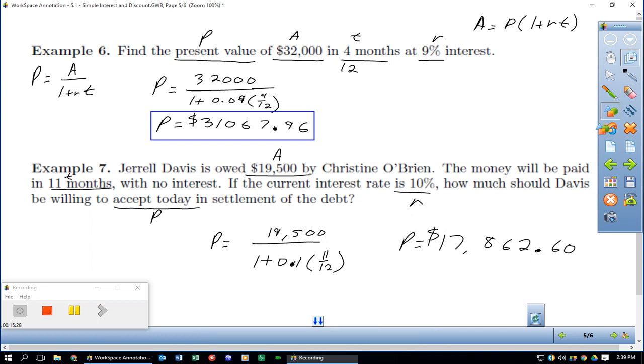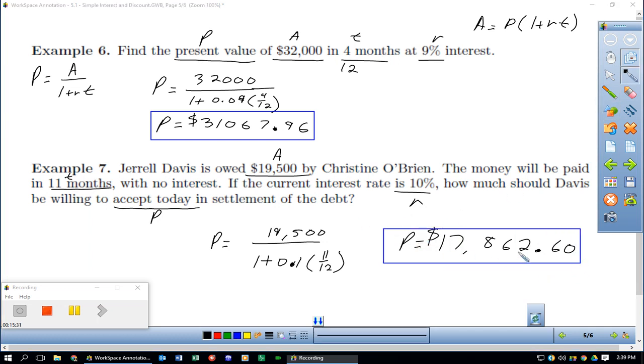And again, if I took this amount right here and put that into my interest formula and added that all together, I should get something like 19,500. In fact, let me do that real quick. Okay, so I actually get $19,500 and 0.005, so I get half of a penny. So I'm really close, but not quite. A little bit over.